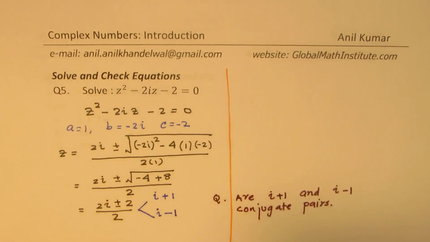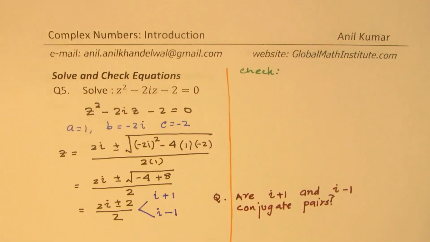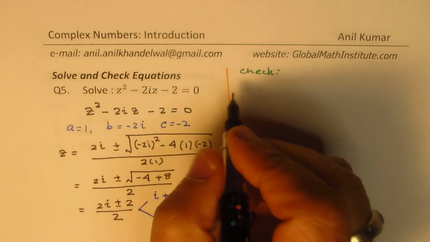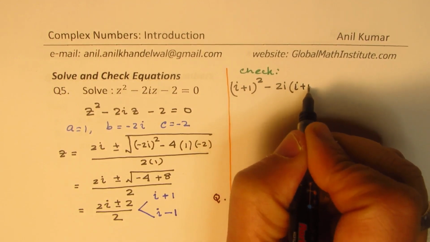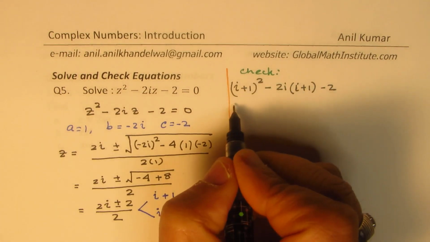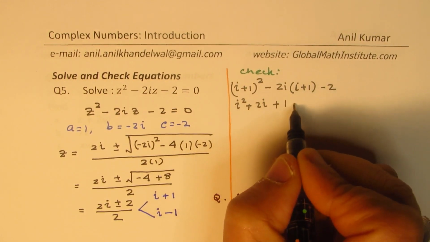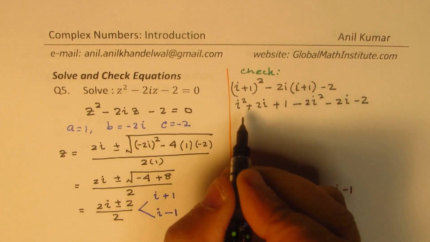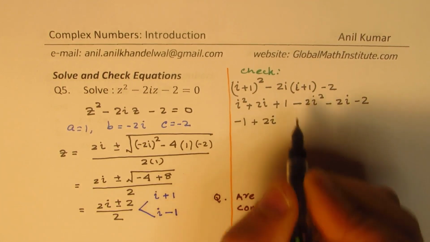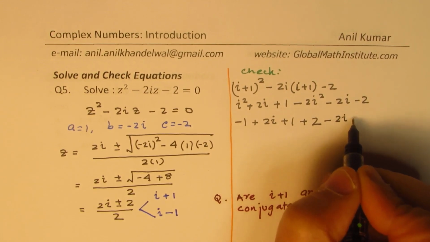Now let us try to check this out. So now let's do the checking part. Okay. So to check, I will write down i plus 1 here. So we get i plus 1 whole square minus 2i times i plus 1 minus 2, right? Now that gives you i square plus 2i plus 1, and this gives you minus 2i square minus 2i minus 2, right? So i square is negative 1 plus 2i, and here we have positive 1, and i square is negative, so that becomes positive 2. Here we have minus 2i and minus 2.